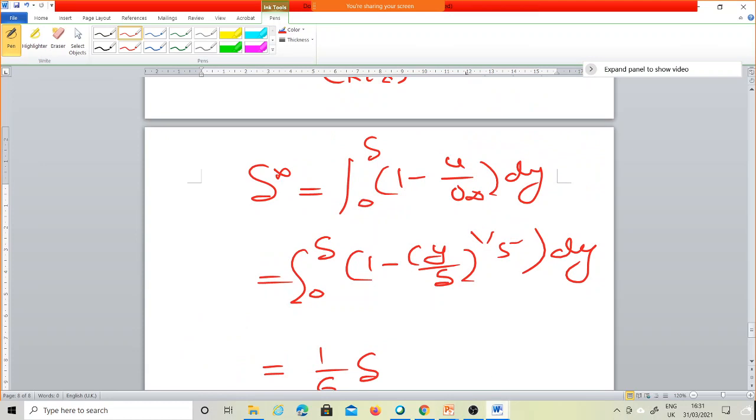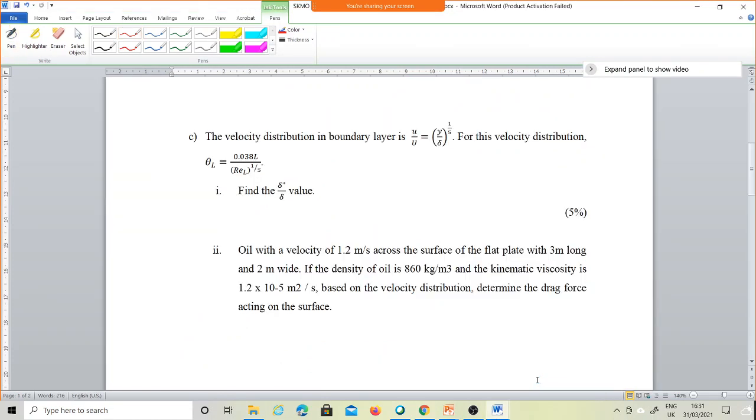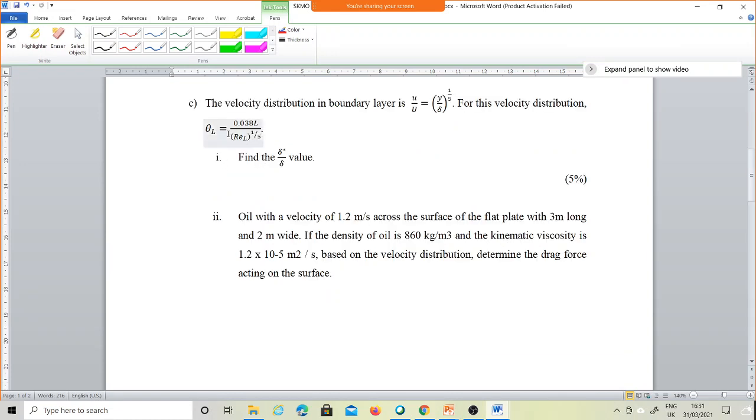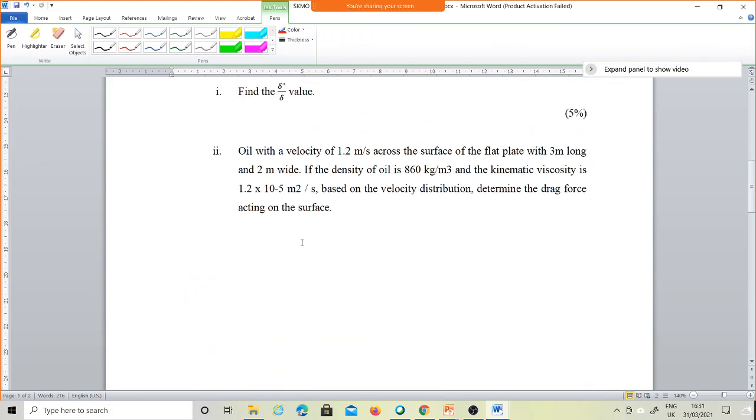Okay. So this equation hasn't been used here. So how about this one?